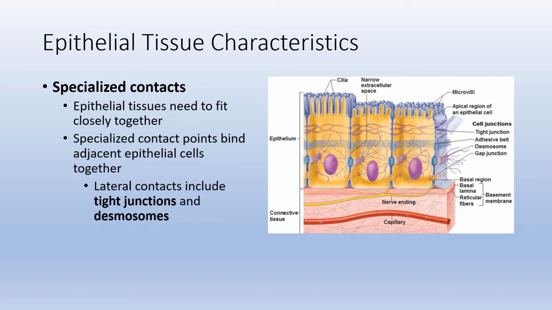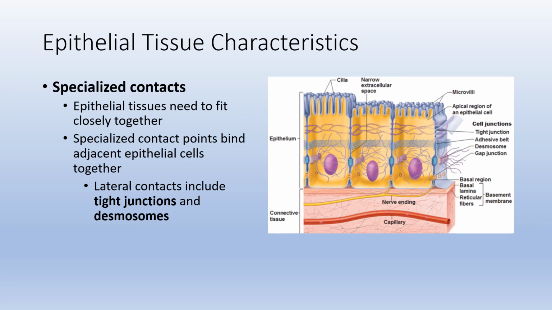Epithelial tissue also exhibits specialized contacts, and this just means how adjacent cells connect to each other on their sides. We will see two different types of lateral contact points. The first is known as a tight junction. You could think of this as a lack of space between two cells. A tight junction will prevent the leakage of anything passing in between those cells that are next to each other.